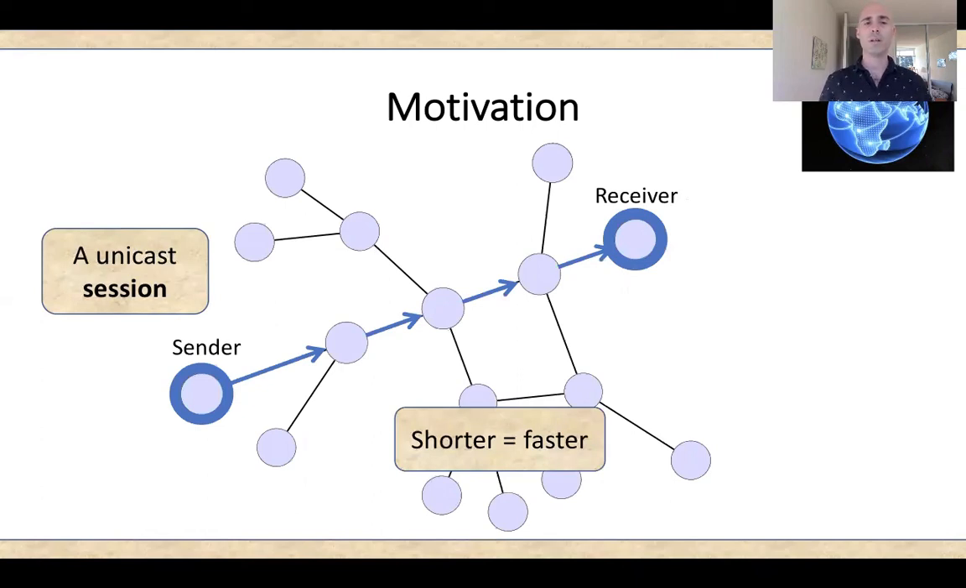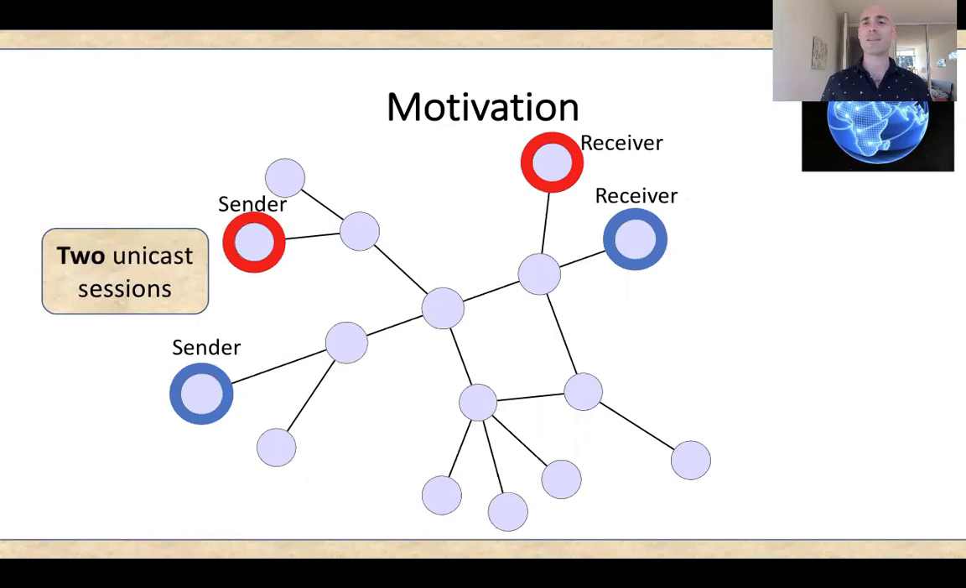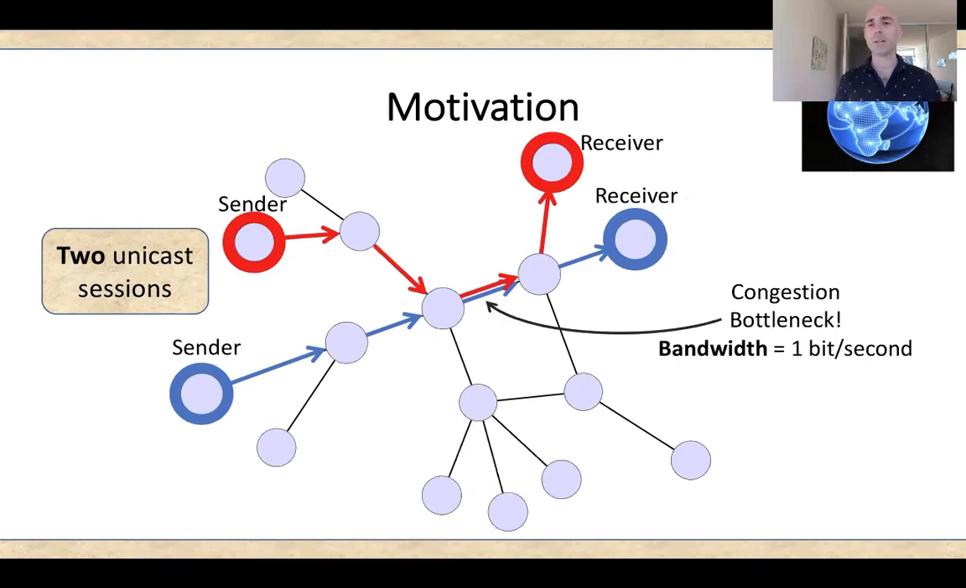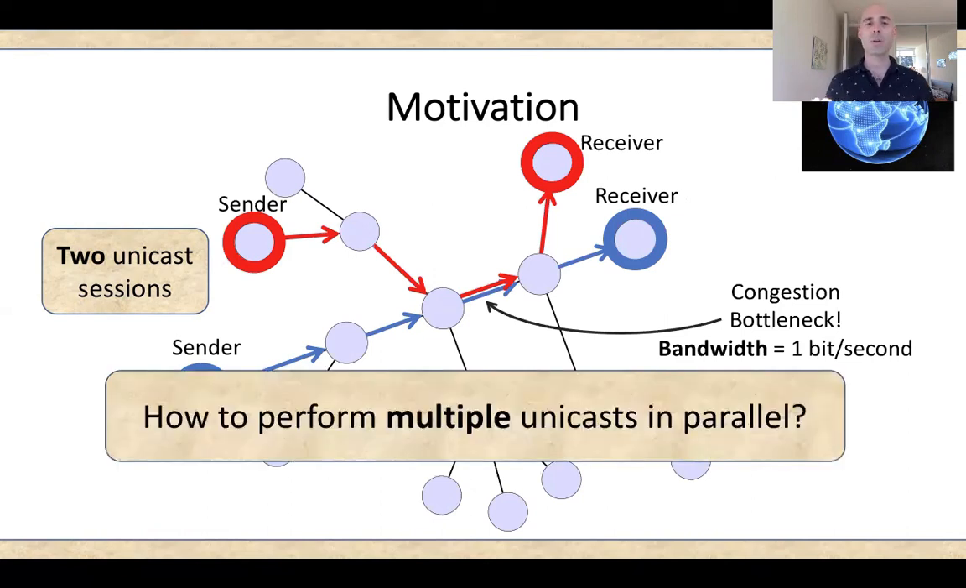Simple enough. Let's up the stakes and try and solve two unicasts in tandem. So now we have the blue pair and the red pair. Now, if again we look for a shortest path between the senders and receivers, we run into a problem, namely bandwidth limitations. So this particular indicated edge, which is common to both red and blue path, has a bandwidth restriction of no more than a certain amount of information per second. And so what we find is that trying to solve multiple unicasts in parallel might require some other ideas. Okay, so the question here is, how do we perform multiple unicasts in parallel?